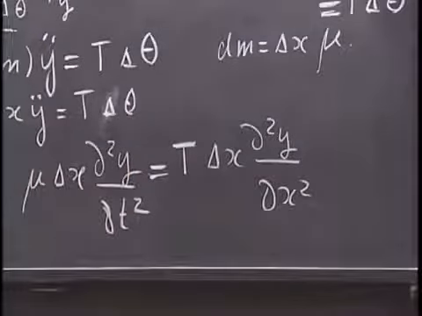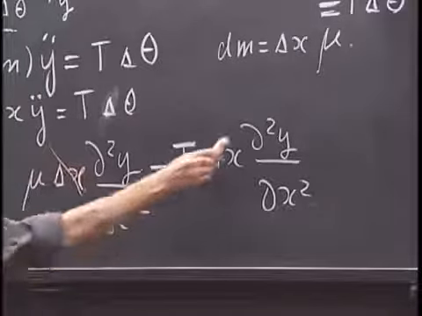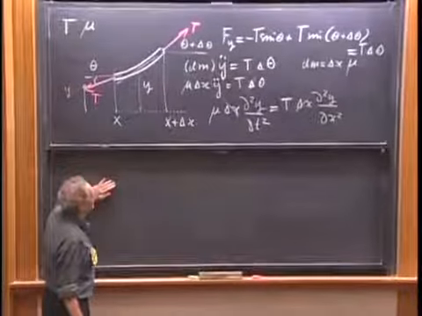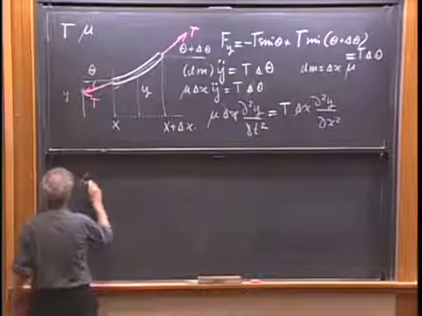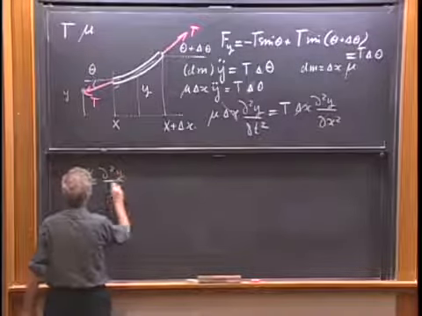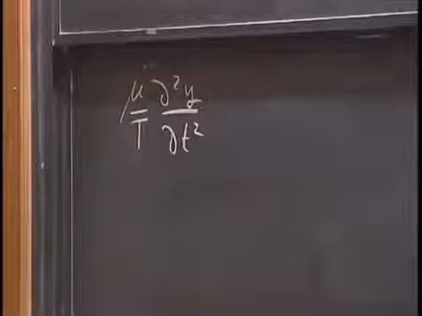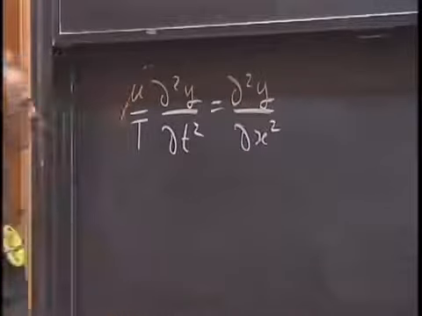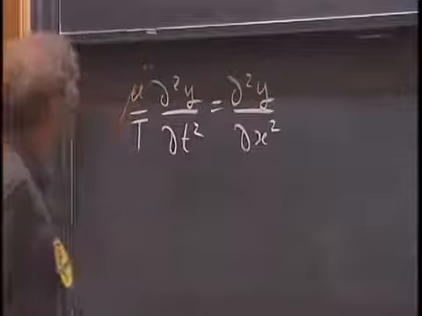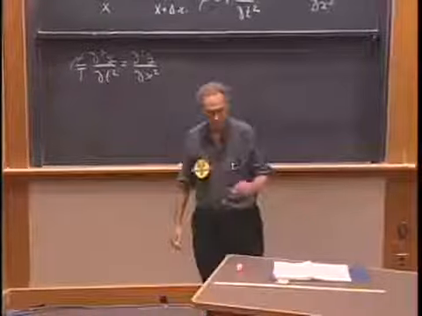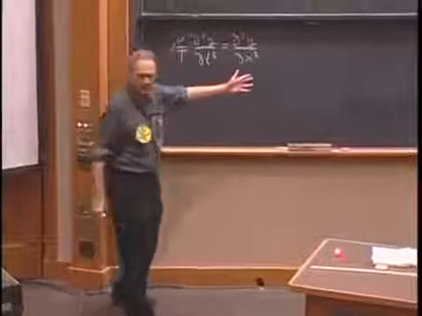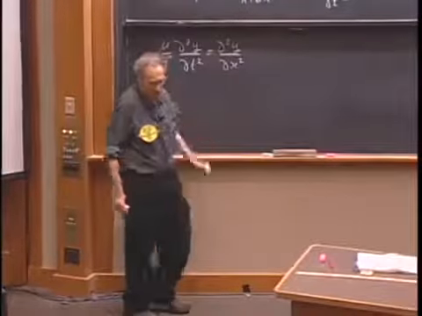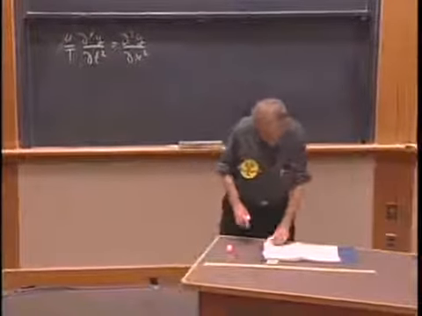And now I'm doing something that mathematicians would never do. I'm going to divide out delta x. Don't tell your 18.02 people that I did that. So now what you have is mu divided by T times d2y/dt squared, at constant value of x, is now d2y/dx squared. And believe it or not, this is a big moment in our life. You have here a differential equation of y, which is a function of x and t, whereby here you take the double derivative in time, and here you take the double derivative in space, in location.